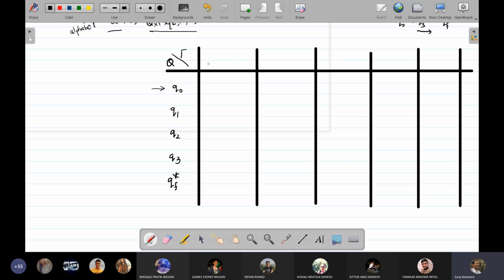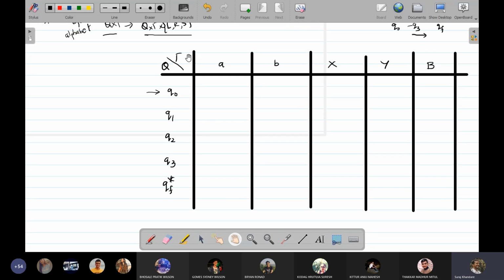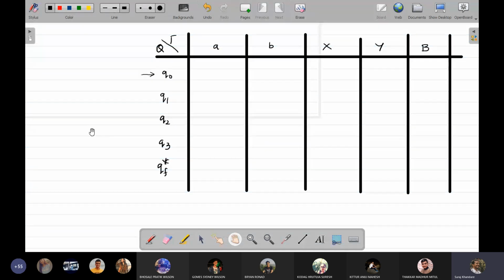And the tape symbols, we are having either A or B, or we can have X, or we can have capital Y, or we can have blank symbol B. So state versus the tape symbol will give us state, tape symbol, and left right movement. We'll understand it along with an example that we had taken there.